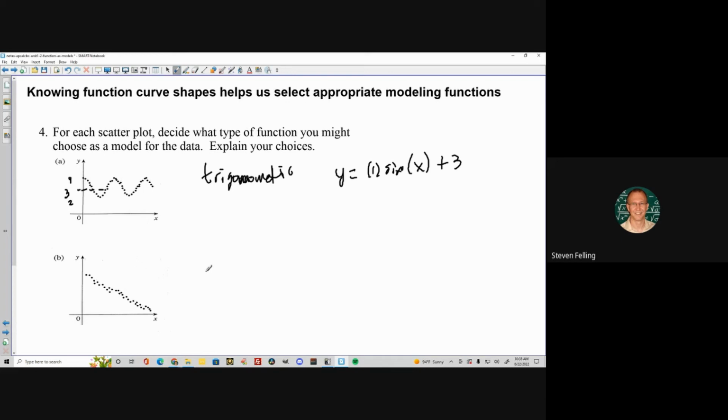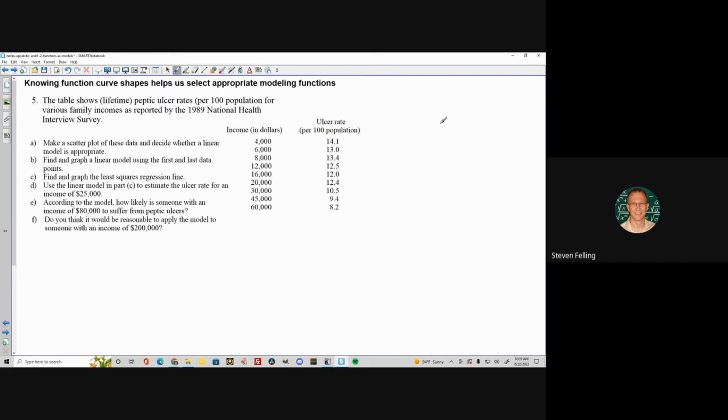This appears to be linear. So we just need a linear function. Let's say this was 50 and we went down with a slope of 2 for every one that was over. So maybe we would do negative 2x plus 50, something like that. So sometimes you can use a graph to kind of match points like that.